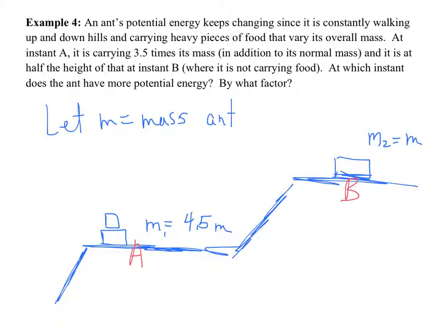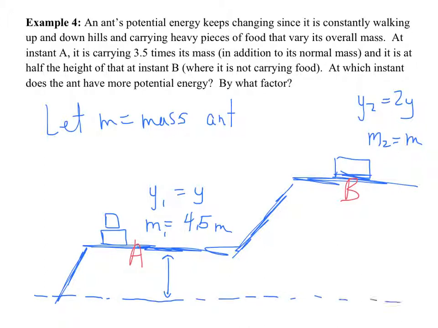2y. So I could say that y2 is really double the height of y1, and y1 is just 1y. So no numbers noticed, all variables here. So this is a height of y above the ground. If we call this ground level, it doesn't really matter what ground level is here, because we know it's just double. That's y. And this is twice the height, because it told us that at A, it's at half the height.